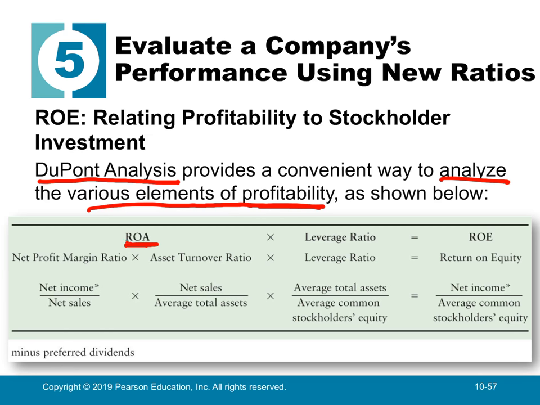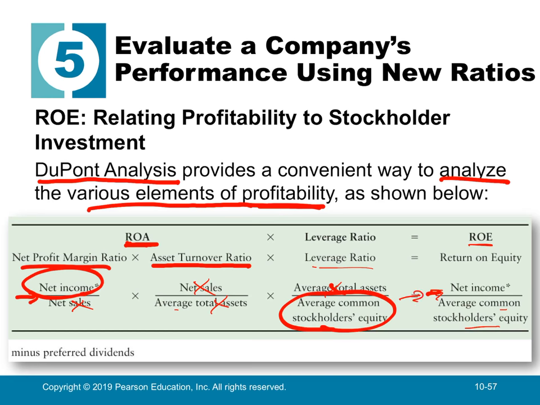Our return on assets, if you remember from an earlier chapter, was our net profit margin ratio, which is just net income divided by net sales, multiplied times our asset turnover ratio, our net sales over average total assets. If we multiply that times the leverage ratio, average total assets over common stockholders' equity, what we get is return on equity, the net income that we earn based on average common stockholders' equity. If you remember your basic algebra, when we multiply fractions, net sales cancels, and average total assets cancels, so we're left with net income over average common stockholders' equity. That's how we get there.